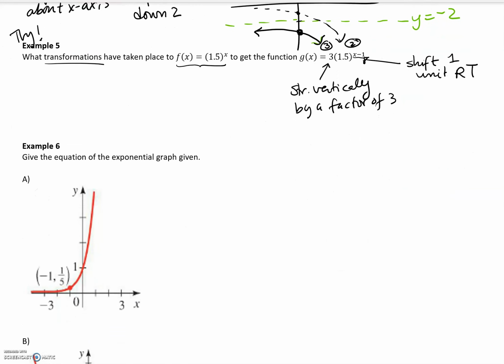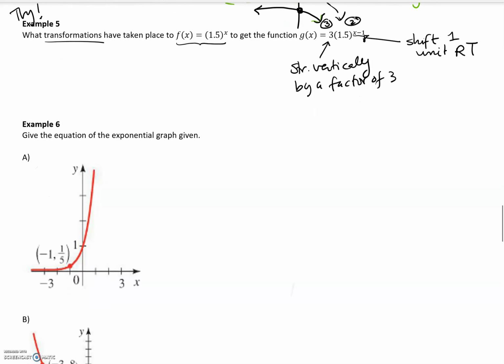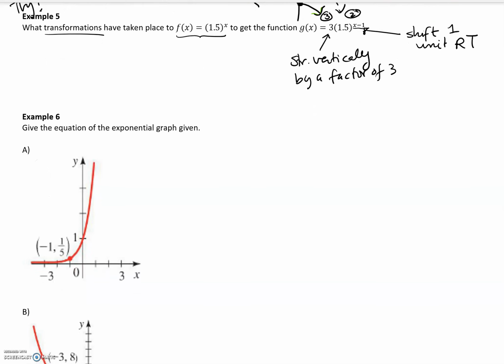Example 6 says, give the equation of the exponential function given. We got 2 parts. So they give us a point on the graph, and they want us to give the exponential function. Well, we know an exponential function has f of x or y equals c b to the x as its regular form. And we also know that this guy is going through 0, 1 from what I see in the picture, which means c must be 1 in this case.